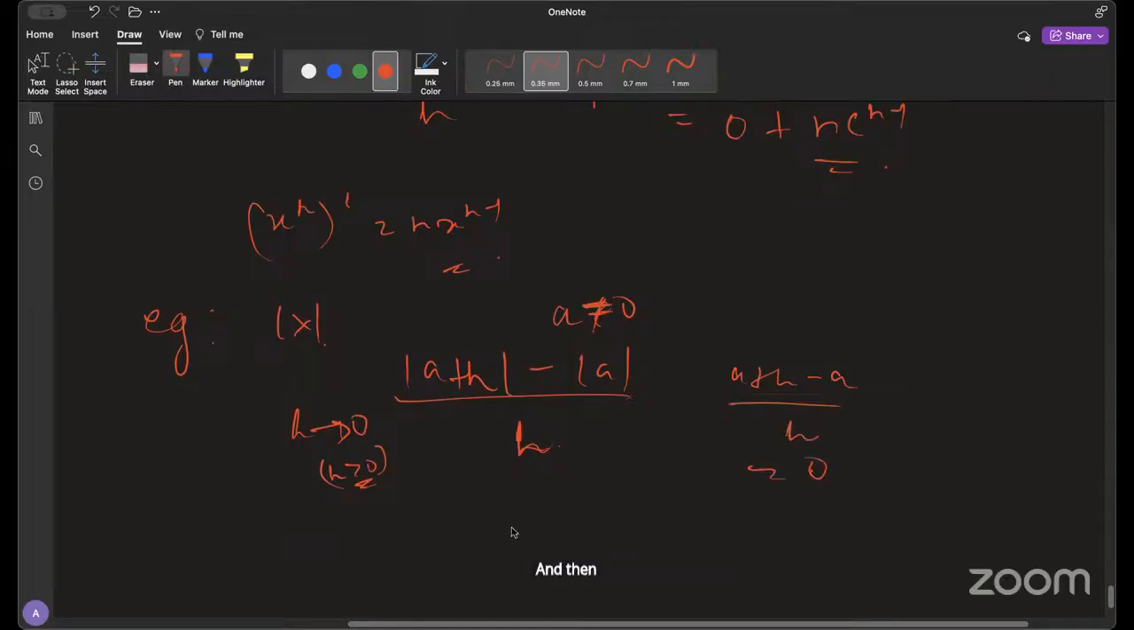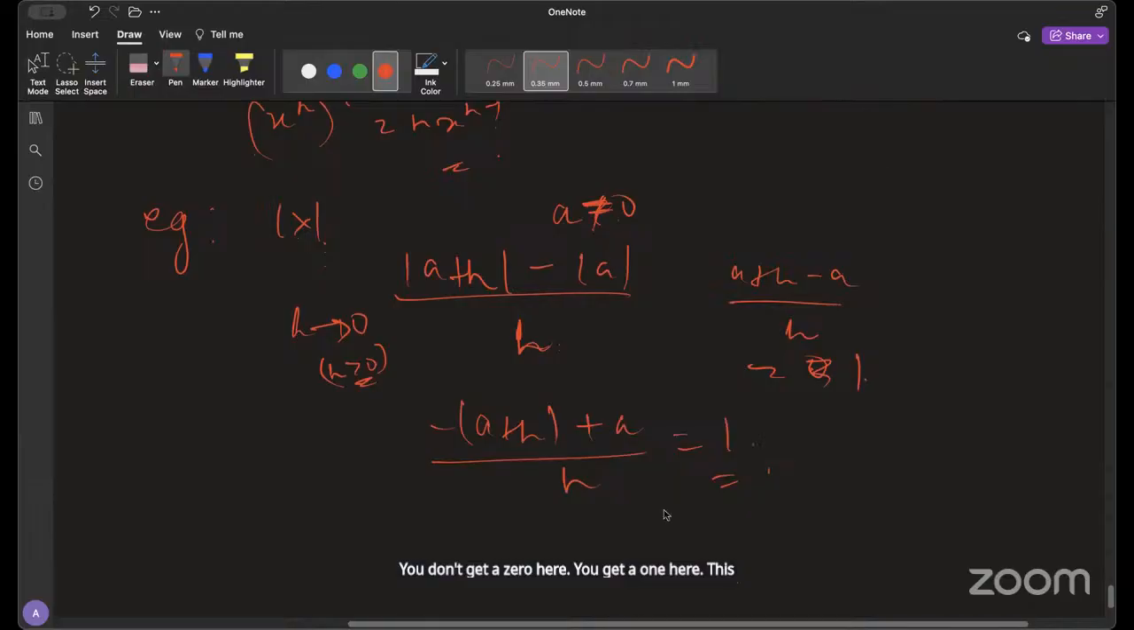And then if you have a plus h, even if your a is negative, you'll get minus a plus h minus minus a, so you'll get the same thing. Wait, you don't get a 0 here, you get a 1 here. Either way, you'll get a 1 when your a is not 0. So if your a is 0, you'll get 0 plus h minus 0 by h, h tending to 0.